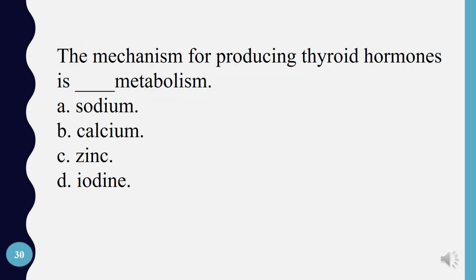The mechanism for producing thyroid hormones is what metabolism? A. Sodium. B. Calcium. C. Zinc. D. Iodine. The answer is D. Iodine.